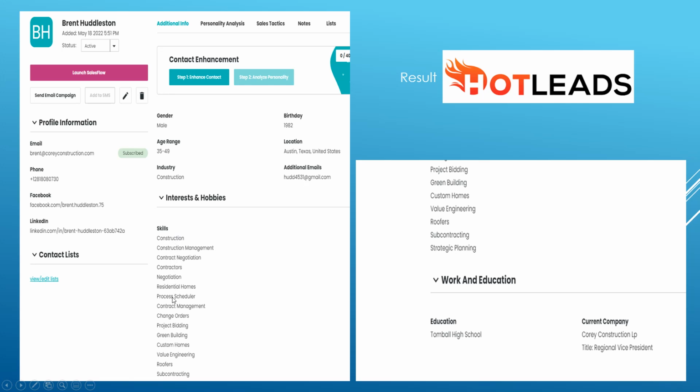Remember, I was looking for roofers, and look at this. He is into roofing, but I know this is a construction company, so they deal with roofing. So he would be a perfect candidate for my roof measurement service. Okay, so you can see that all this here, he went to Tomball High School. He works with Corey Construction, and he's the regional vice president. How about that? Okay, so guys, this is basically the power of how the hot lead system works.